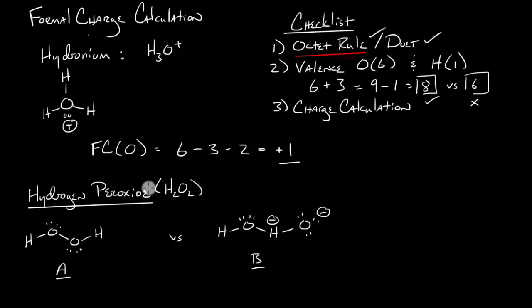So go ahead and pause the video and see if you can do formal charge calculations for both example A and example B, and see if you can shoot down one of these structures. Tell me why one of these structures is incorrect.